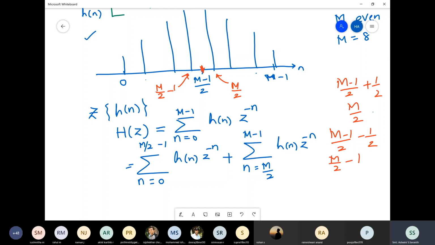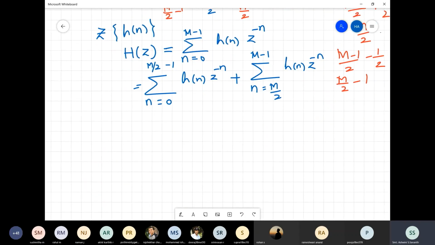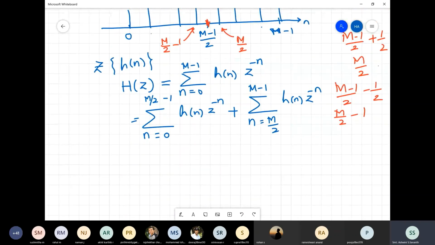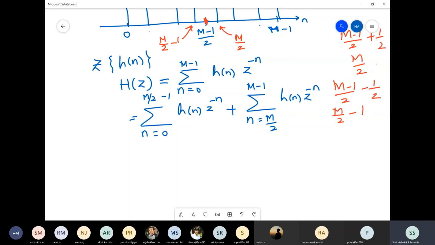Okay. Then in the second summation, I want to substitute n to be capital M minus 1 minus small m. So how are the limits going to change?